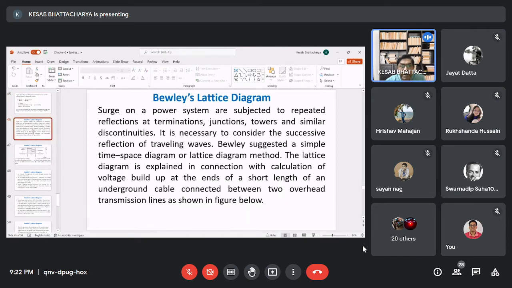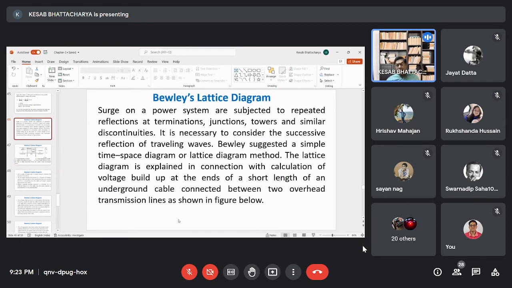Next is Bewley's lattice diagram. Now, this is one concept I just want to introduce. We shall not discuss it in great detail. This is a diagram or pictorial method, I should say, which helps us in finding the magnitude of the traveling wave at any particular instant of time through the transmission line.